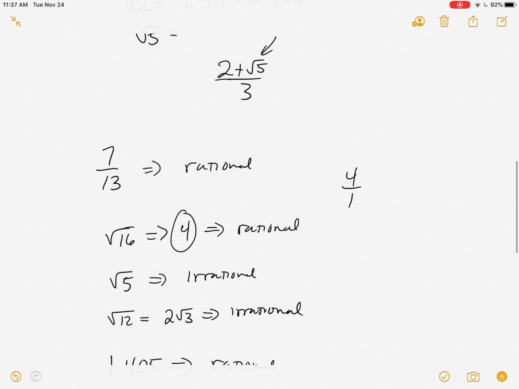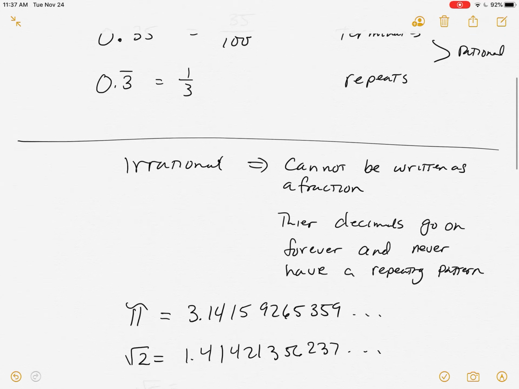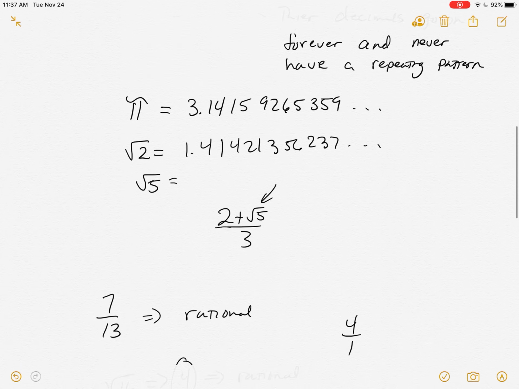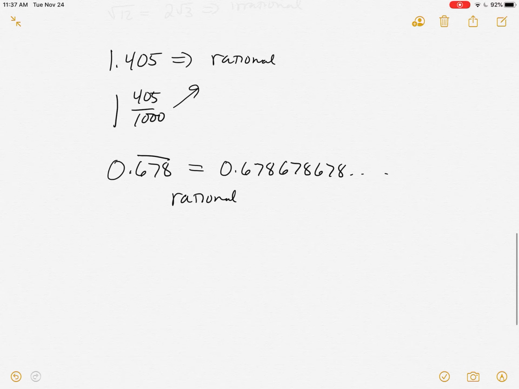So if it repeats, let me come right back up to here. If it repeats, it's rational. And so it's nice and rational. E. You may not be familiar with the number E. E is what they call the natural number because it's observed in nature. It's actually the base for a lot of exponential growth problems in nature and decay problems as well. So E would be on your calculator because it's used a lot.